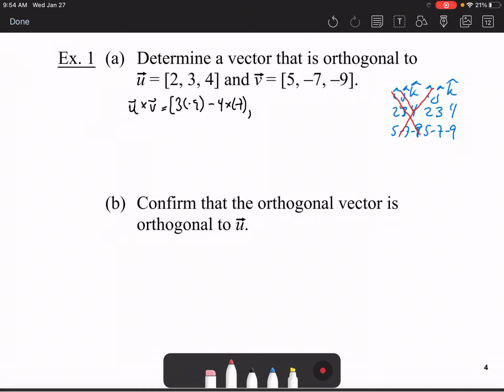Next, we have 4 times 5, minus, again, don't forget the minus, 2 times negative 9. Last but not least, 2 times negative 7. And then 3 times 5.